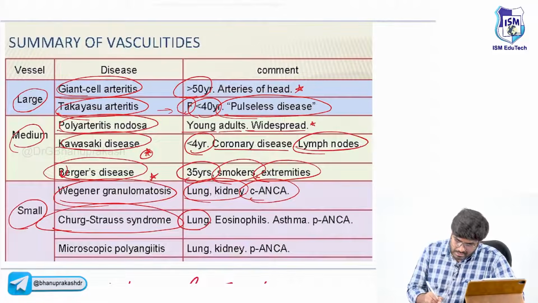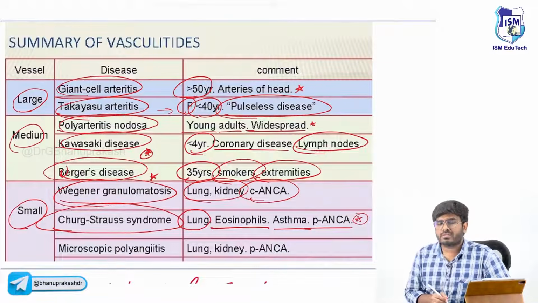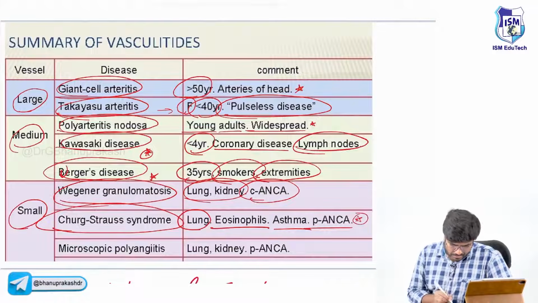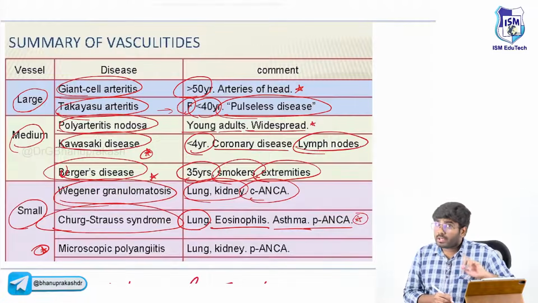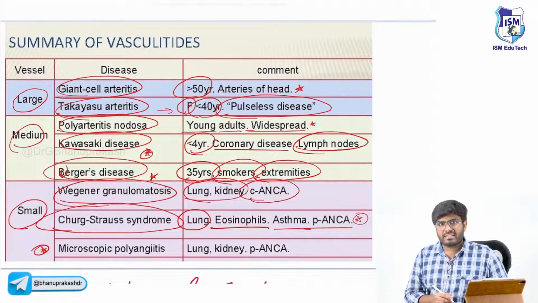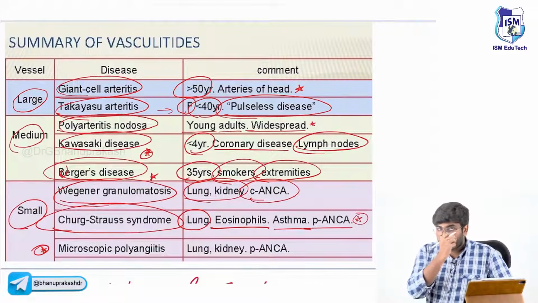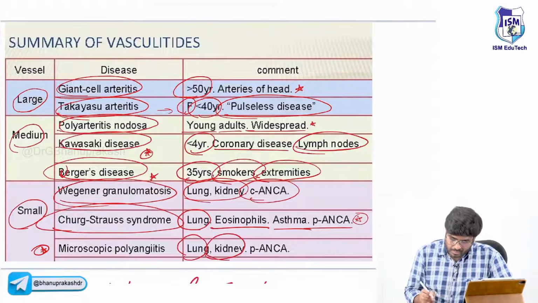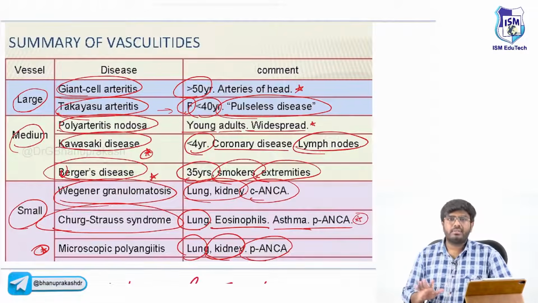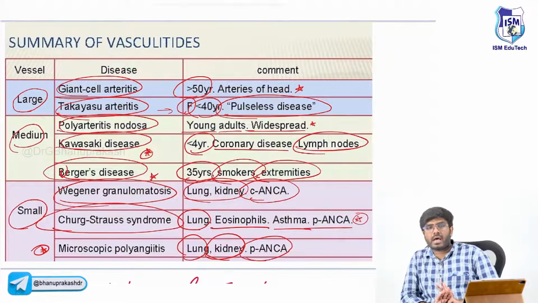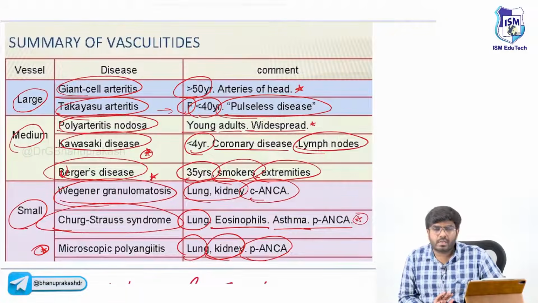Lung involvement, eosinophilia, asthma, P-ANCA. Churg-Strauss, as we discussed in the beginning, is associated with P-ANCA. And microscopic polyangiitis, also called microscopic PAN, is a non-granulomatous necrotizing vasculitis. Even in this condition, lung and kidney involvement will be there, and P-ANCA positivity is going to be seen. Done. So with this, all vasculitis are completed.